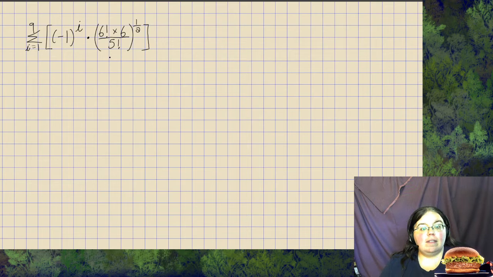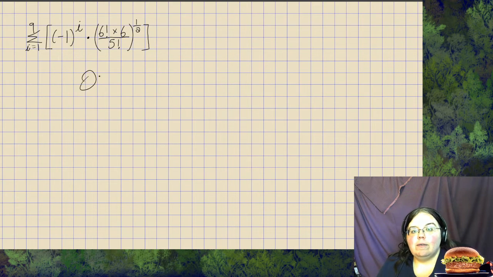So this is summation notation. And what we're doing here is taking the sum as our index variable, here we used I, goes from 1 to 9, of negative 1 to the power I times the square root of 6 factorial times 6 over 5 factorial. Now, how are we going to do that?